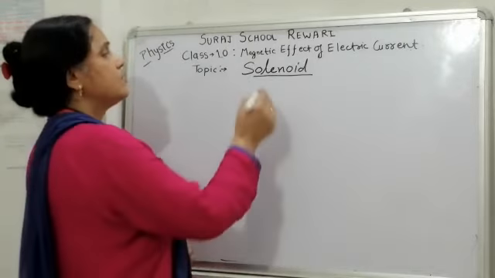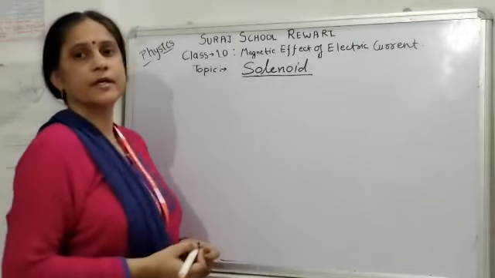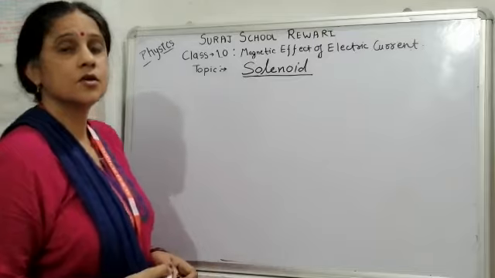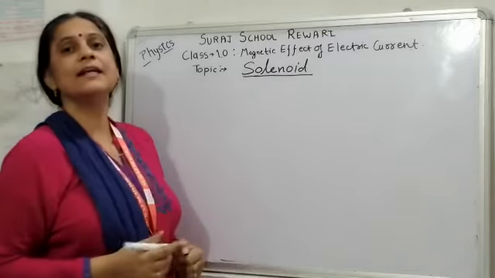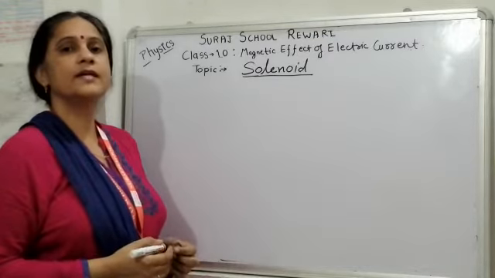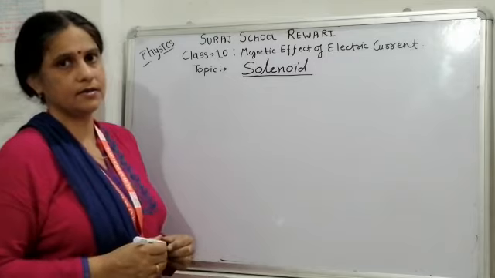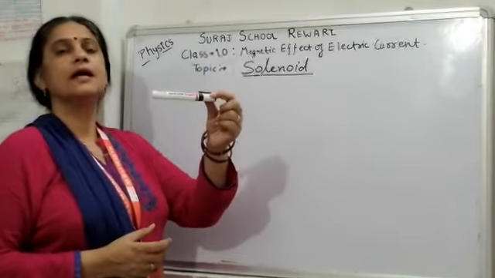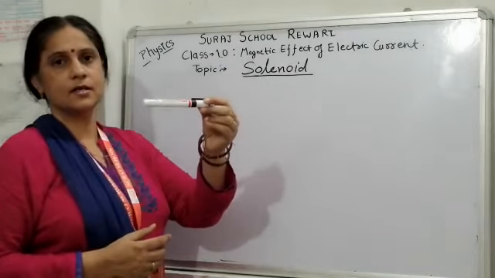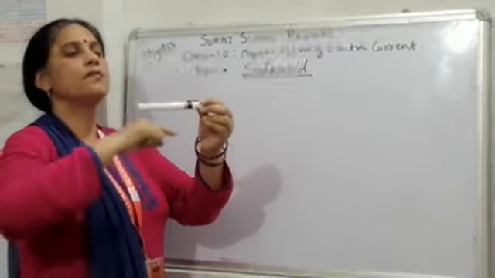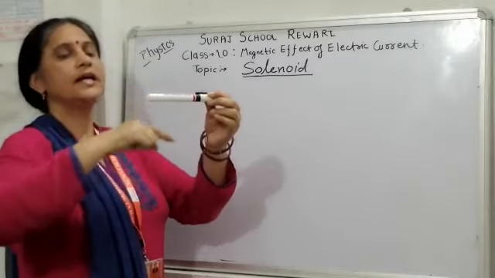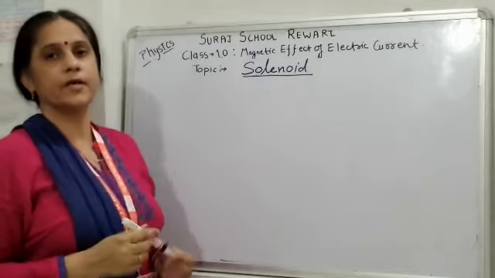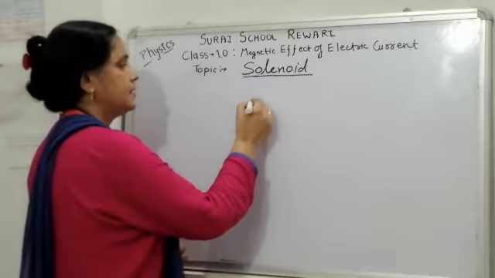Today we are going to discuss the topic solenoid. A solenoid is a cylindrical device insulated with copper wire. Suppose it is a cylindrical device. If we insulate the copper wire around it, then it is known as a solenoid. Like this.